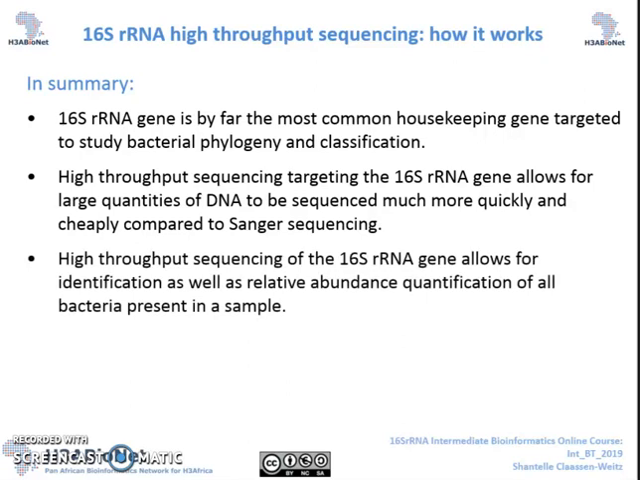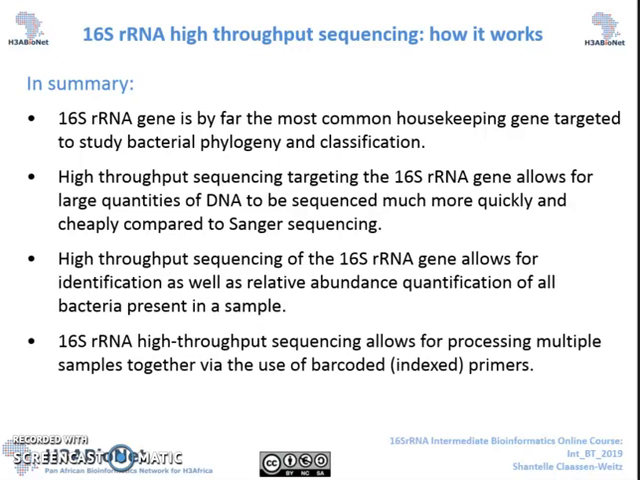High-throughput sequencing of the 16S rRNA gene allows for identification as well as relative abundance quantification of all bacteria present in a sample. The 16S rRNA high-throughput sequencing allows for processing of multiple samples in a single reaction via the use of bar-coded primers, also referred to as indexed primers.